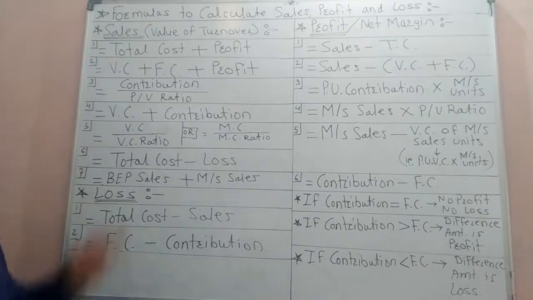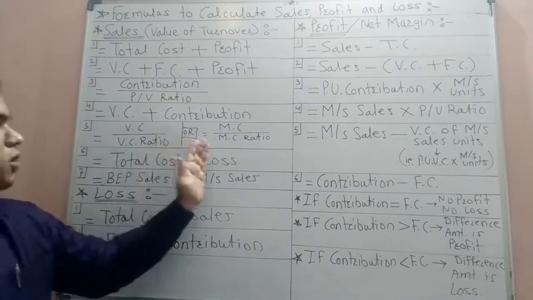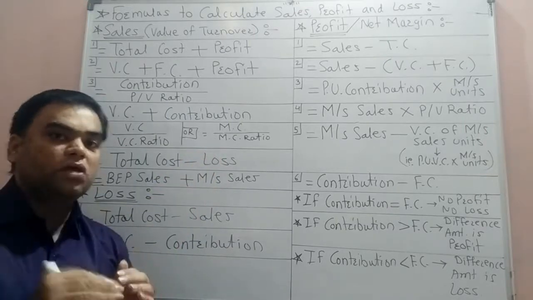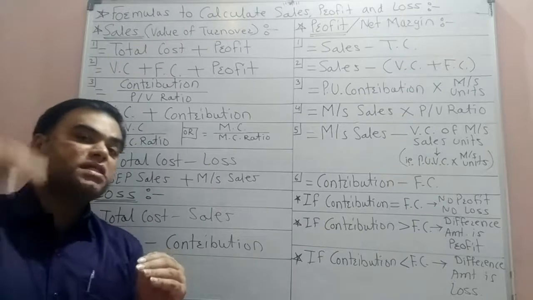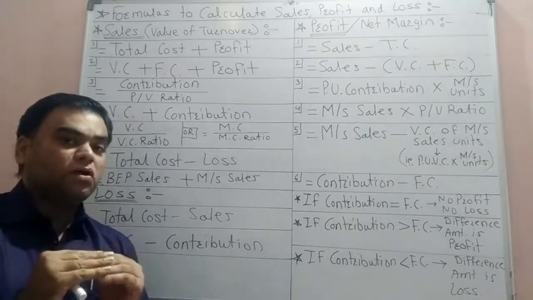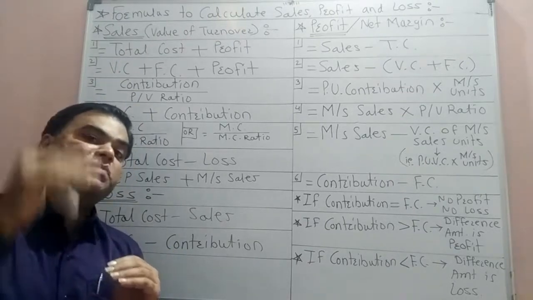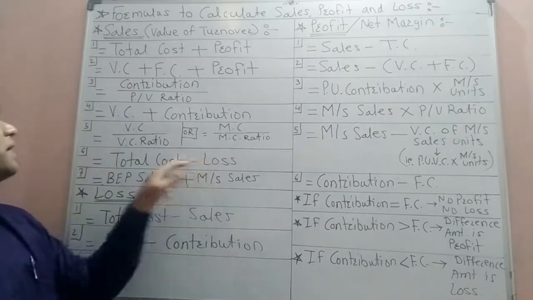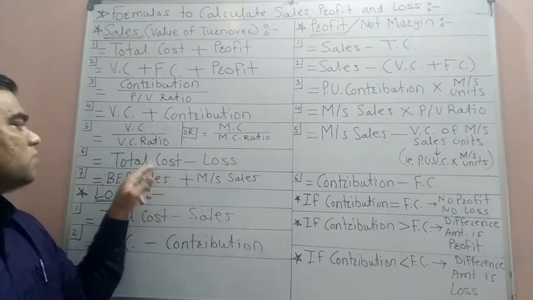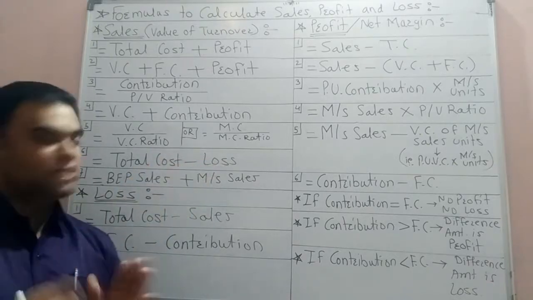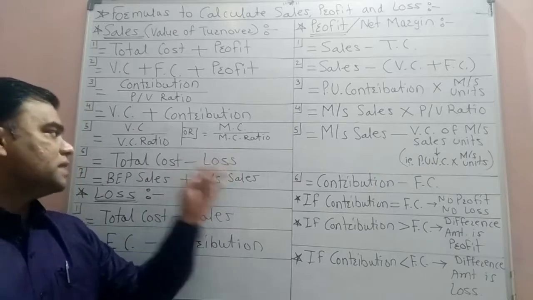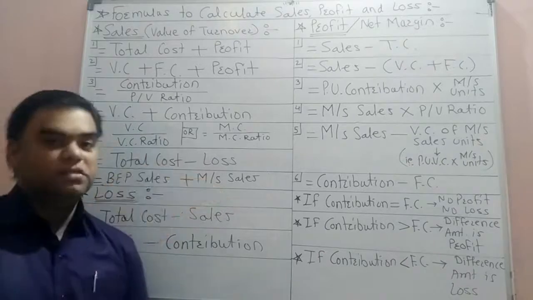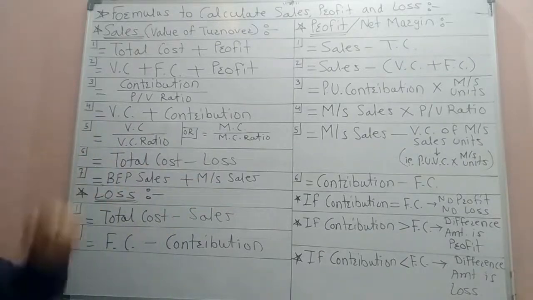Next, total cost less loss. Loss is the difference between sales and total cost. When total cost is higher than sales, it means sales is less, and that difference amount is loss. If we deduct that loss from total cost, then we get the amount of sales, because loss is the difference between total cost and sales when total cost is higher than sales. That's why this formula works.